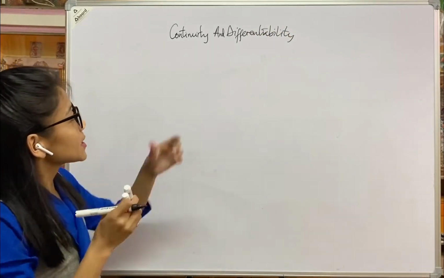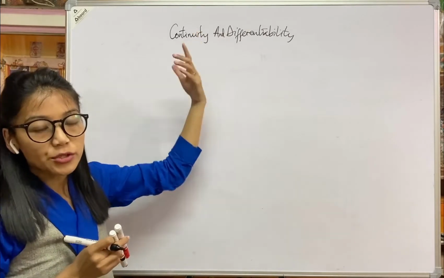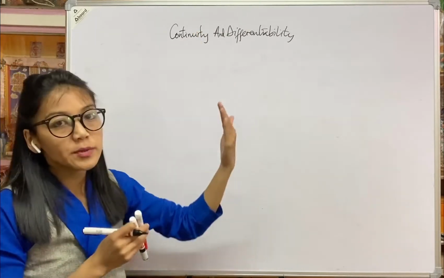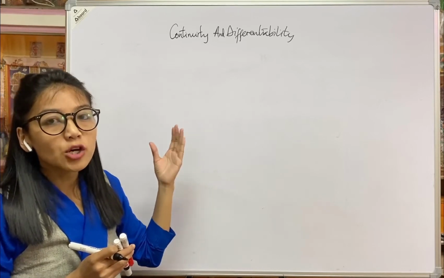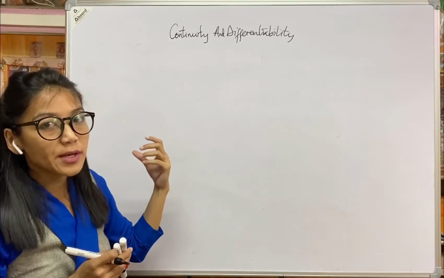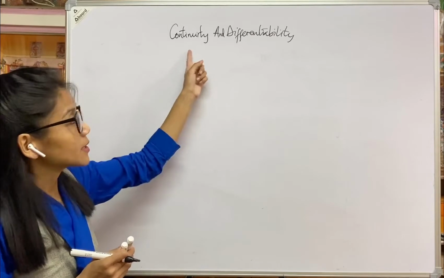So here in this chapter, these are 2 different topics. Continuity is one topic, and differentiability is another topic. In both of these topics we need the concept of limit. We have to apply the concept of limit in these 2 topics.